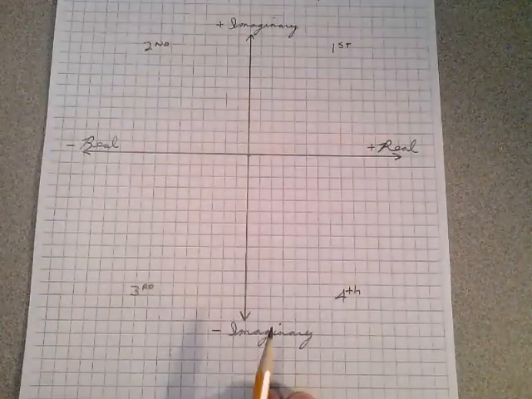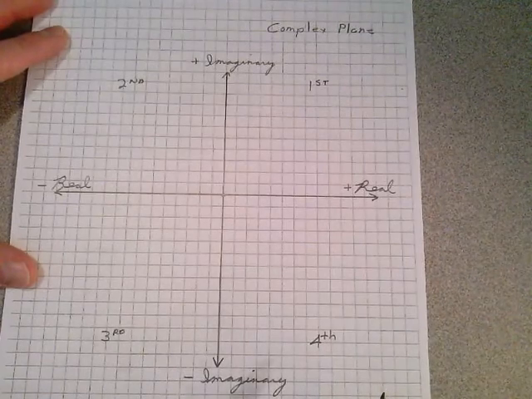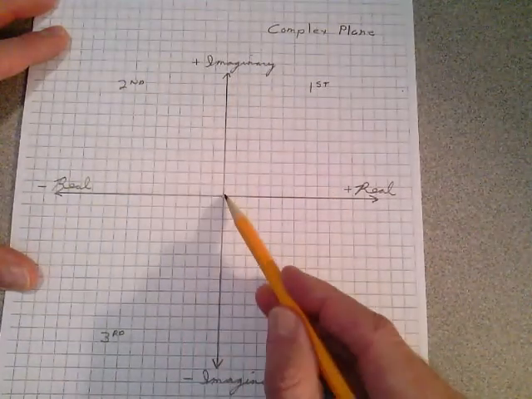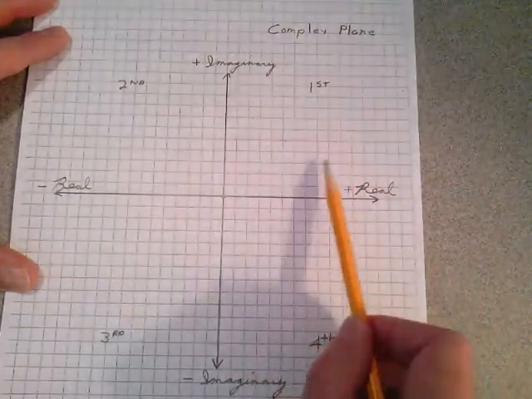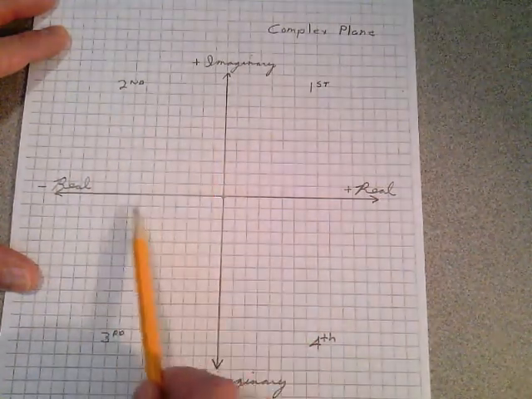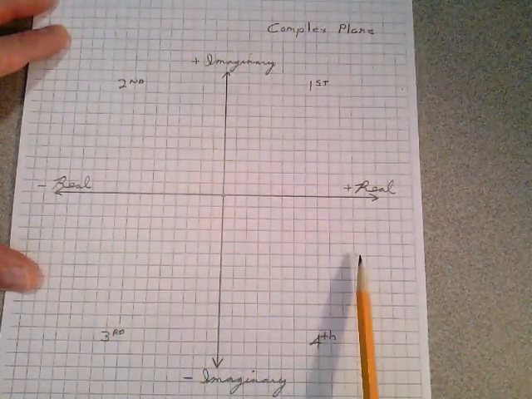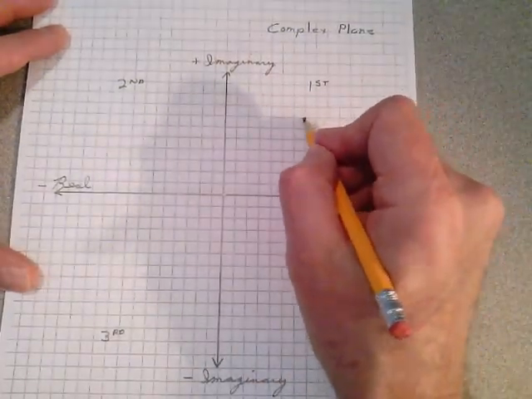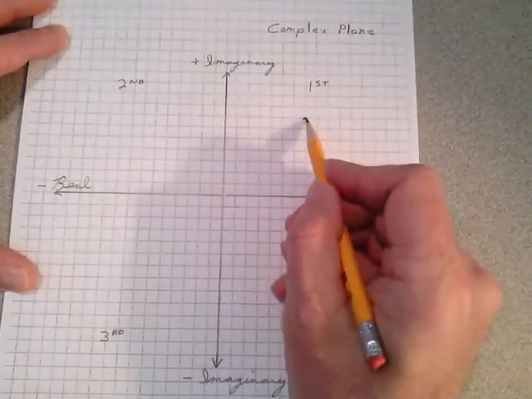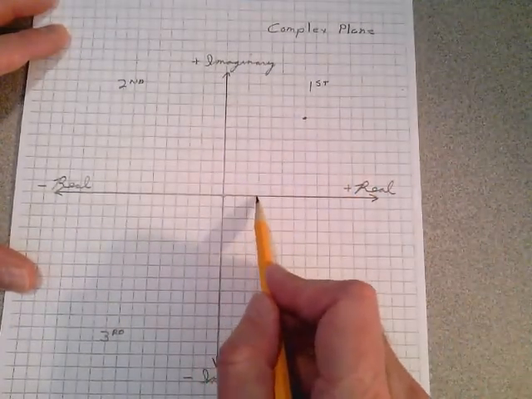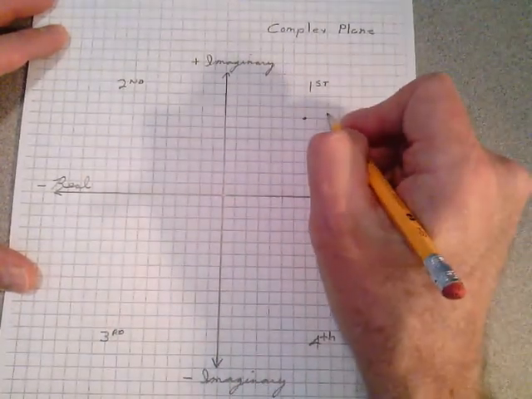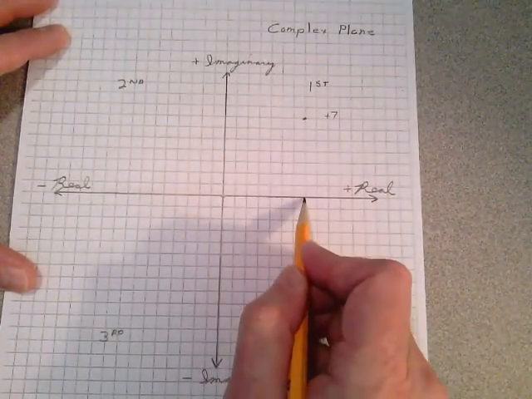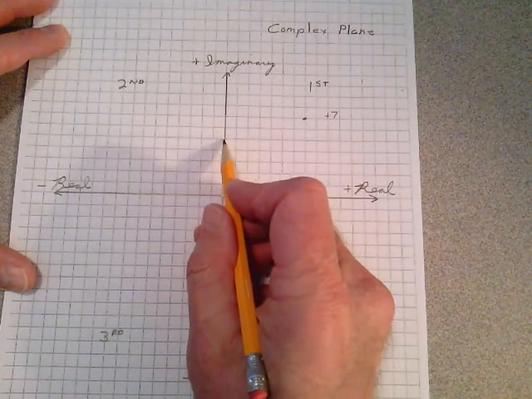Now, if you take a look here at the complex plane, I have the plus real and minus real, and I have the plus imaginary and minus imaginary. This is referred to as the first quadrant. This is the second quadrant. This is the third quadrant, and this is the fourth quadrant. You already had that in trig. And we could pick a point out here. Let's pick a point right here. And that point can be represented two ways. It could be represented as a real component, 1, 2, 3, 4, 5, 6, 7, and a plus imaginary component, 1, 2, 3, 4, 5, 6, 7.